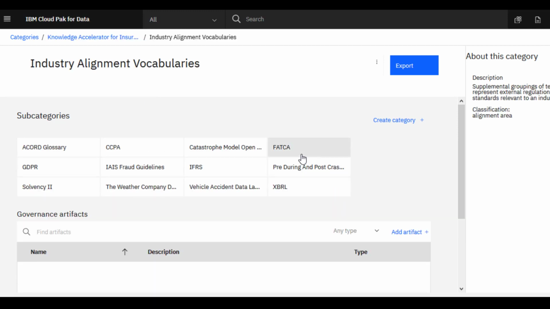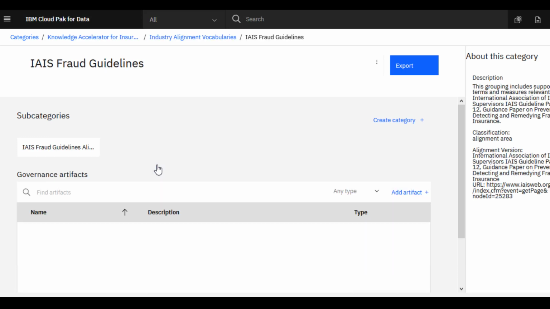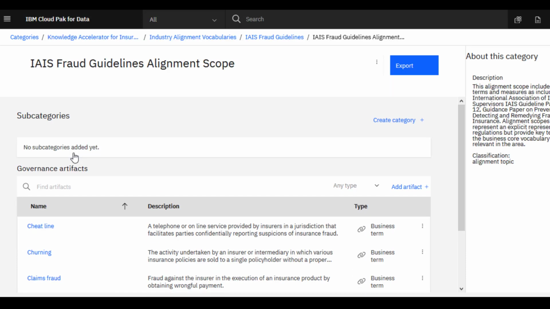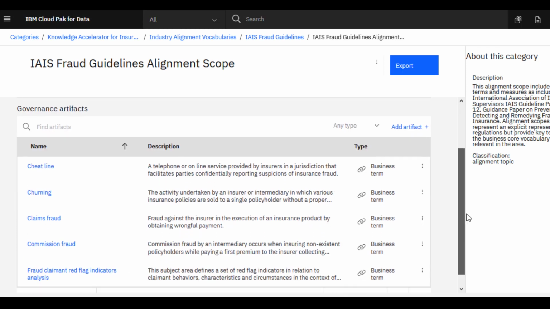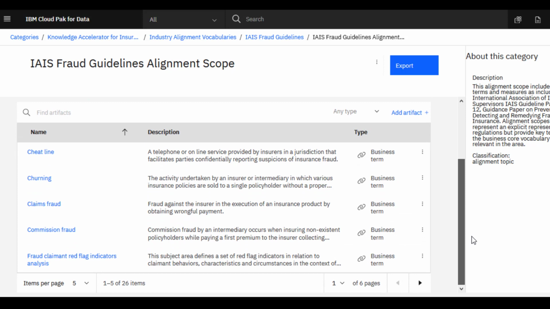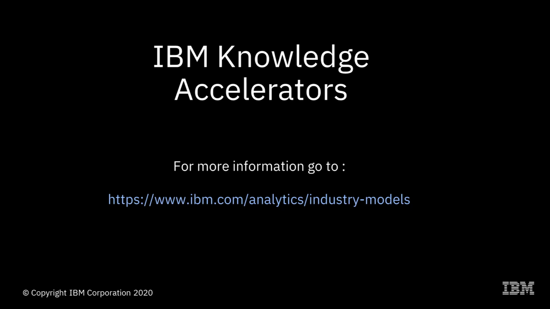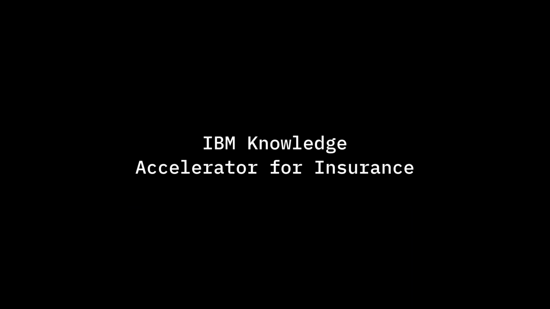There are also other alignment areas that contain only the collection of business core vocabulary terms considered important for that alignment area, but where the structure of the alignment area and its detailed specification are not included. One example here is the alignment scope for the business vocabulary terms for the International Association of Insurance Supervisors Fraud Guidelines. This concludes the walkthrough for the Knowledge Accelerator for Insurance.